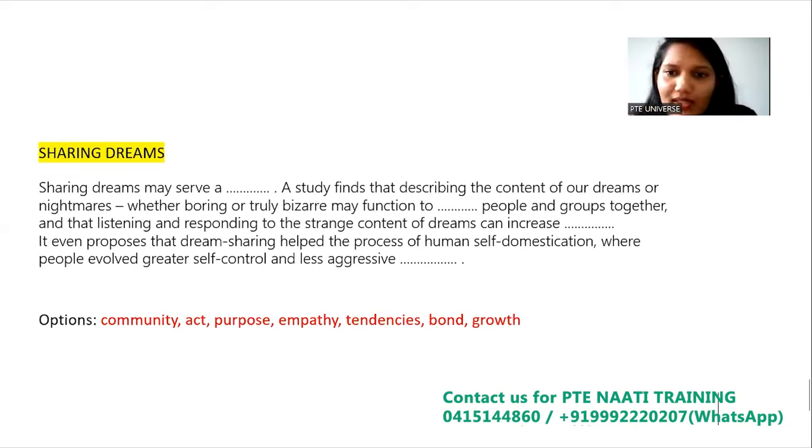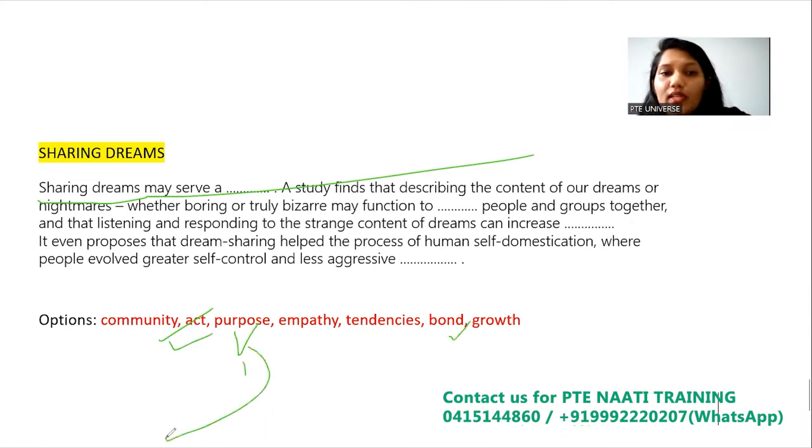Let's have another question. Let's solve it together. Guys, again: sharing dreams may serve a. Usually in the first line, you will understand the topic sentence. Here we are talking about dreams. After may serve, a noun comes. Now see, I saw the blank position: community, purpose, act, bond. May serve a purpose is a collocation, so I do not even need to look at all the other options.